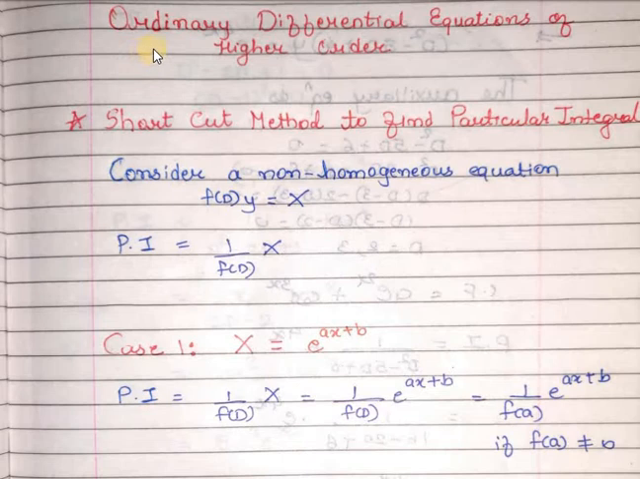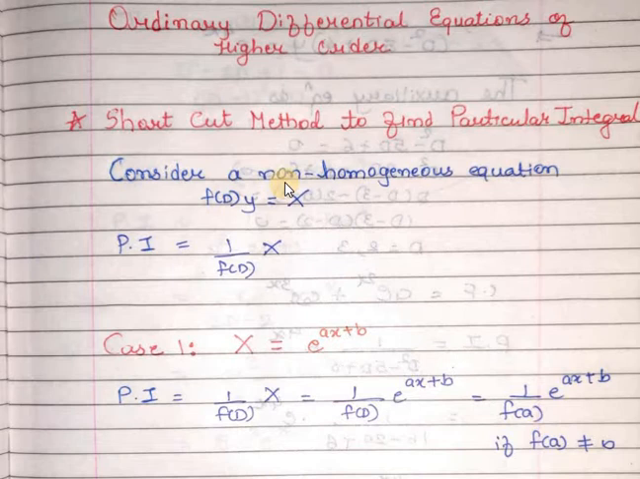Today we will start a new chapter, that is ordinary differential equations of higher order, and in this chapter the first topic is the shortcut method to find particular integral. So here consider a non-homogeneous equation f of D into y is equal to capital X.